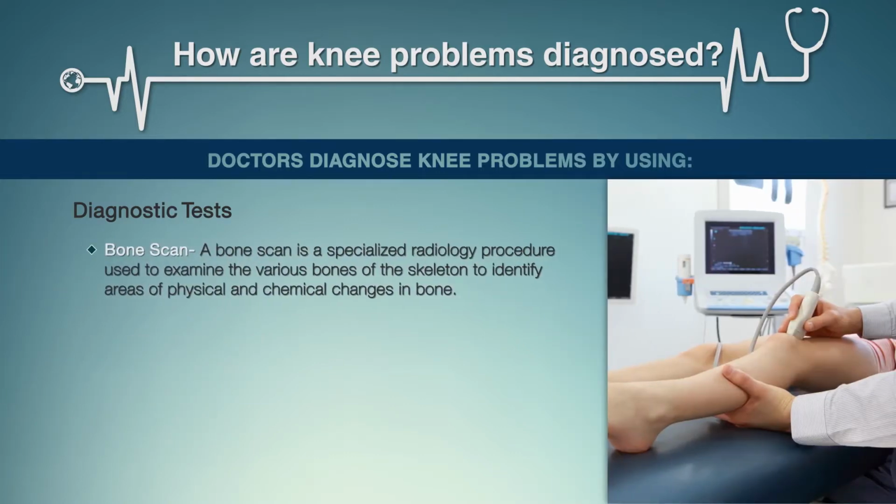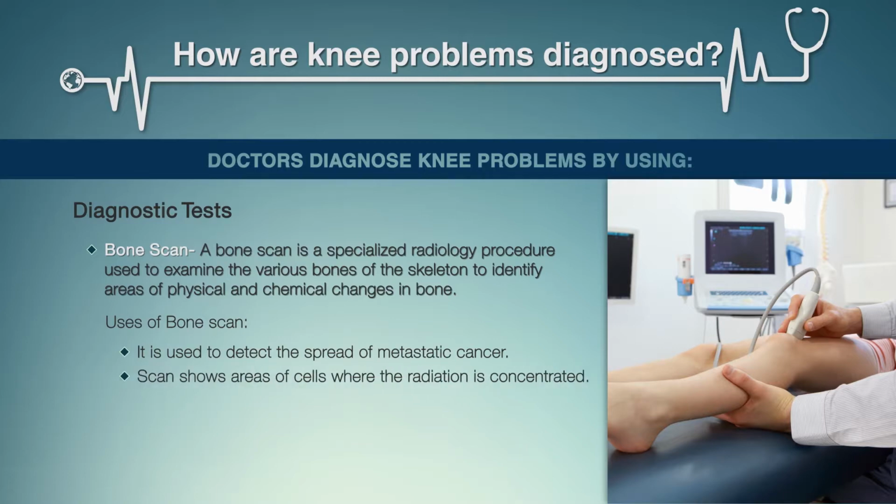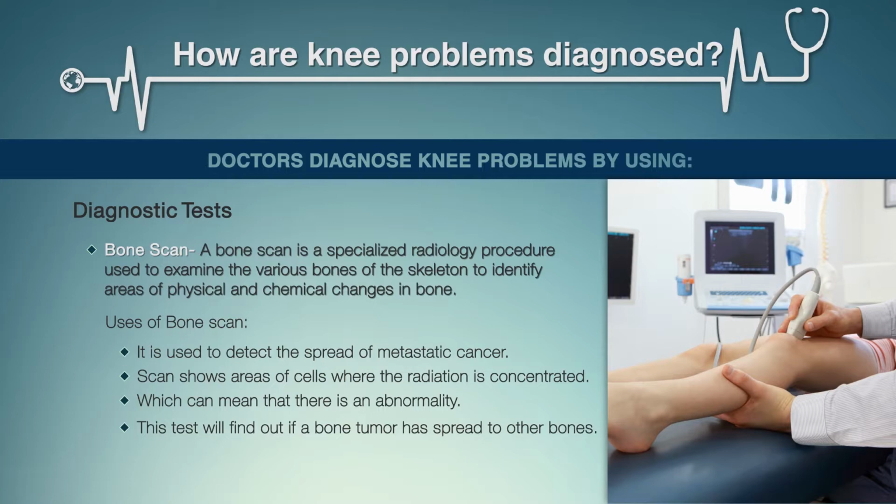A bone scan is a specialized radiology procedure used to examine the various bones of the skeleton in order to identify areas of physical and chemical changes in the bone. Bone scans are used primarily to detect the spread of metastatic cancer. For this test, a nurse or technician injects you with a radioactive dye and then takes a scan of your bones. The picture shows areas of cells where the radiation is concentrated, which can mean that there's an abnormality. It does not necessarily mean that there's a tumor. Other things such as arthritis or bone fractures can also make a bone scan abnormal. Your doctor can use this test to find out if a bone tumor has spread to other bones, or if a soft tissue tumor has spread to bone.